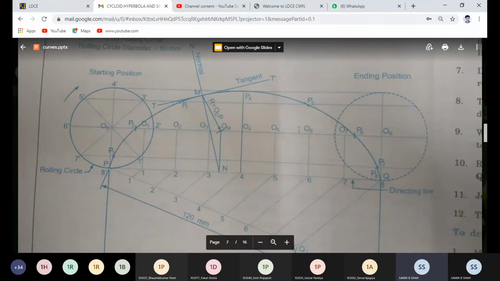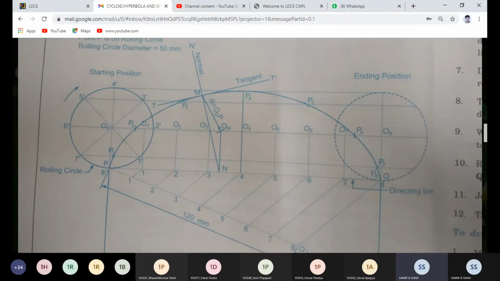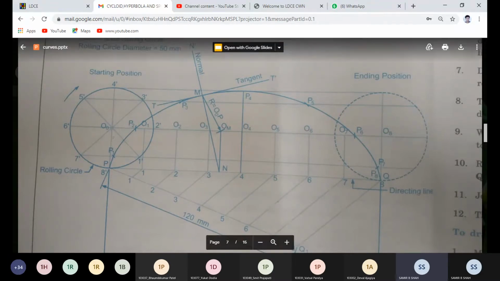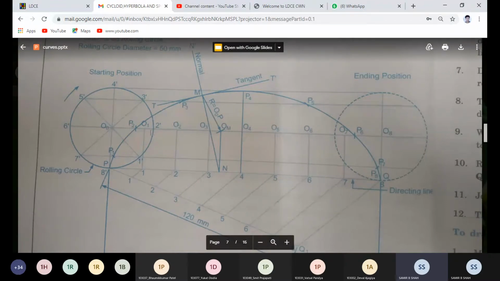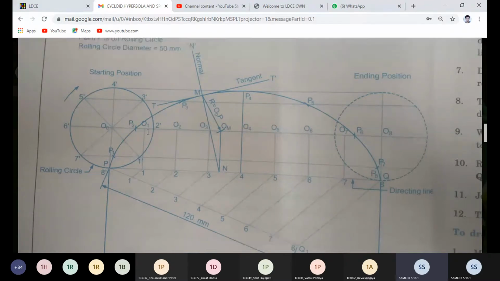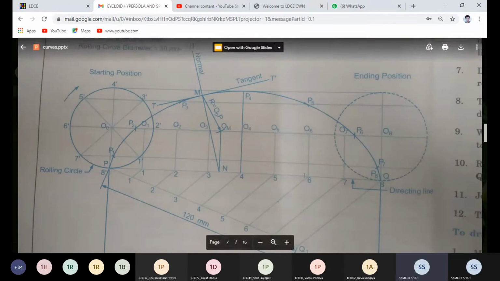So from point O we get some centers. Okay, this is the center line. On that line, which is our center line, we generate the center for each and every point like 1 to 8. The one for 1 is called O1, then O2, and in the same way O8.